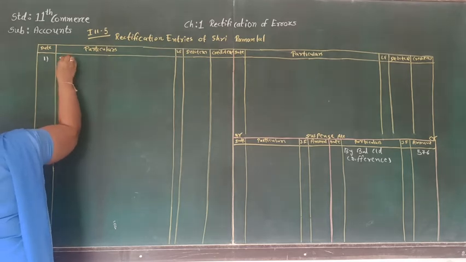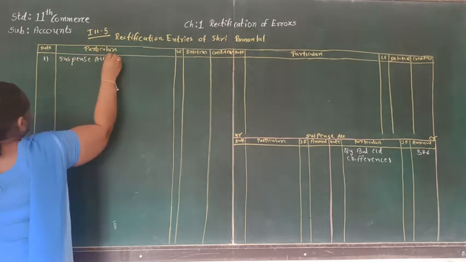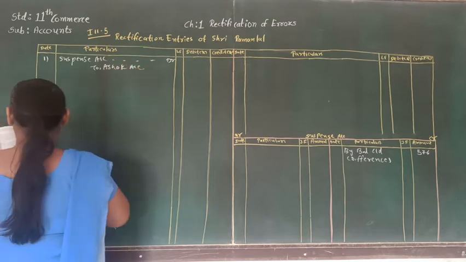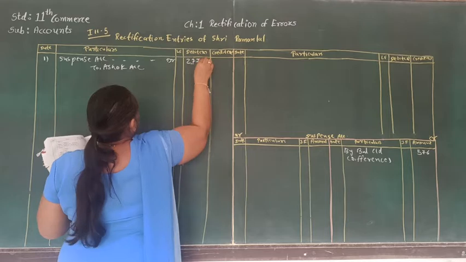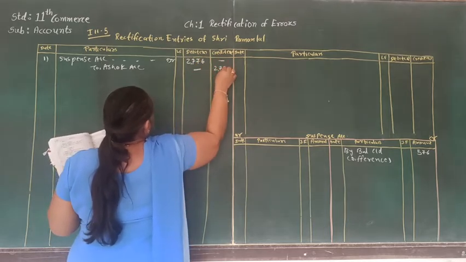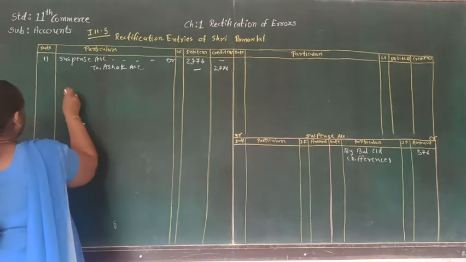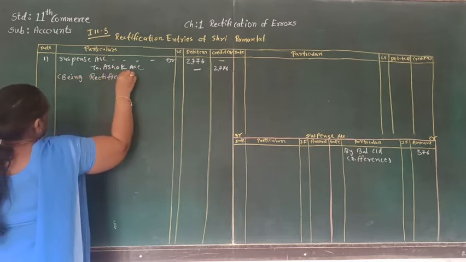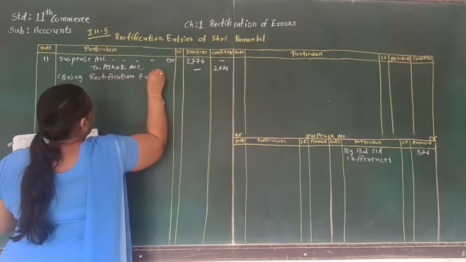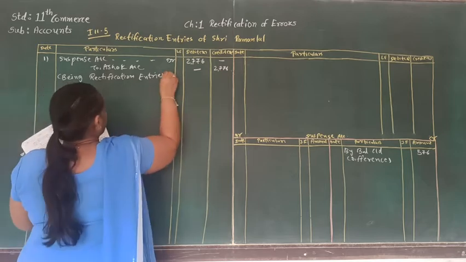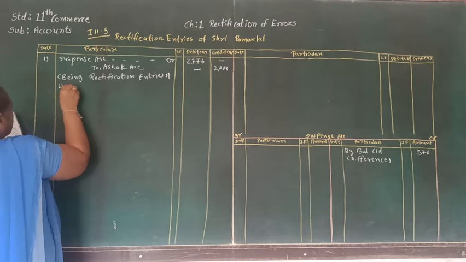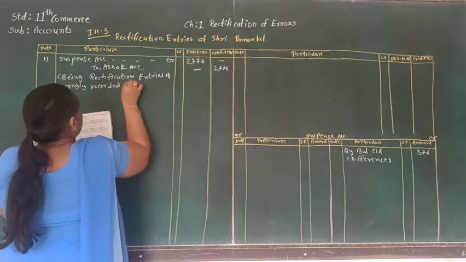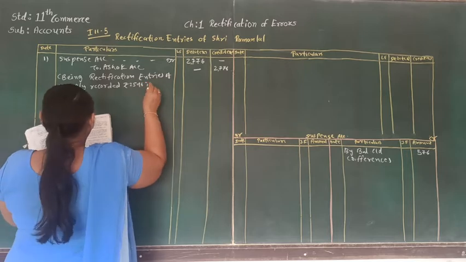So the very first is suspense account debit to Ashok account, and the amount will be 2,776, and being rectification entry of wrongly recorded rupees 2,596 in Ashok's account.